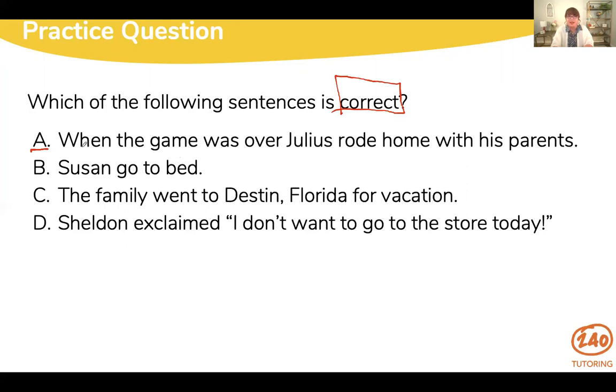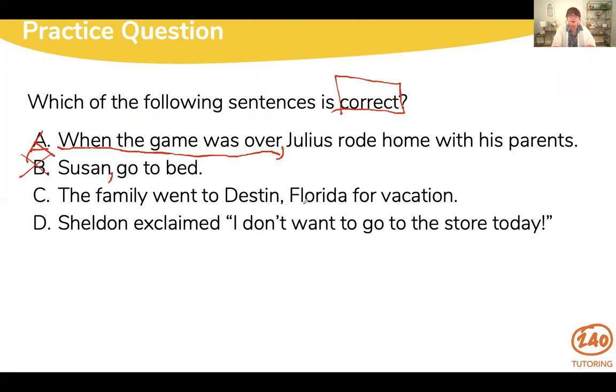So let's look at A. When the game was over, Julius rode home with his parents. When the game was over is a subordinate clause. And if you were just listening, you learned when a subordinate clause is at the beginning of the sentence, we need a comma after it. So we are missing a comma right here. So A is not correct because they were looking for the correct one and it has an error. All right, keep that in mind. It can be confusing. B, Susan, go to bed. Susan is a direct address. We're addressing Susan directly. So we need a comma after it. Susan, comma, go to bed. So B is also not correct.